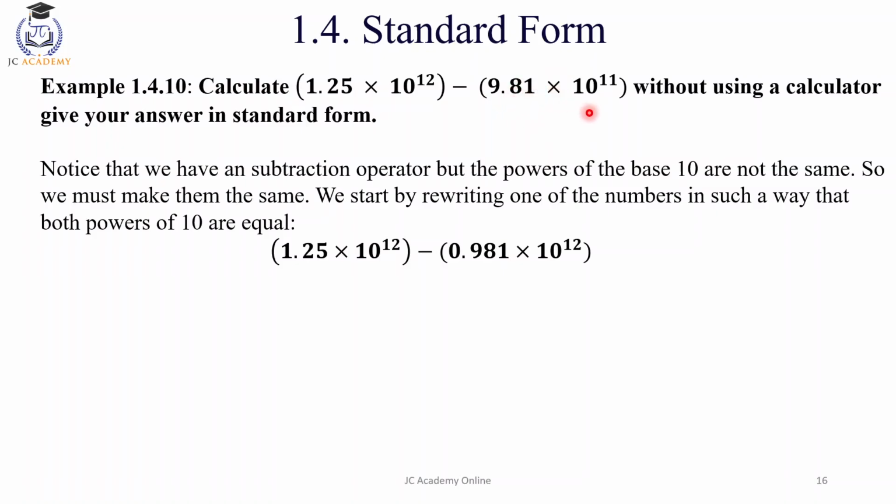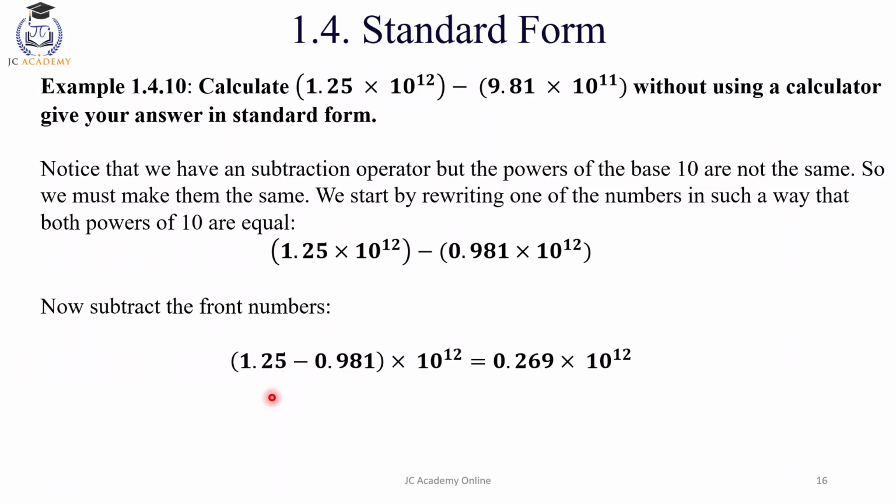So we have 9.81 times 10 to the power of 11. Now if we move this decimal place 1 place to the left, the power will increase by 1. So we have 0.981 times 10 to the power of 12. Now that both have the same index, we can carry out the normal operation of subtraction, which is 1.25 minus 0.981 times 10 to the power of 12, which equals 0.269 times 10 to the power of 12.